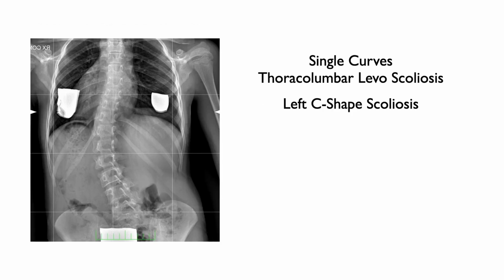Okay, so let's look at a different type of curve. This curve is called a thoracolumbar levoscoliosis, or as I like to call it, a left C-shaped curve when viewed from behind. Now you can see that the curve starts at the top of the lumbar vertebrae, where the green line is, and then it extends up into the thoracic vertebrae where the red line is. So that's why it's called a thoracolumbar levoscoliosis, because the curve is in two different areas of the spine.